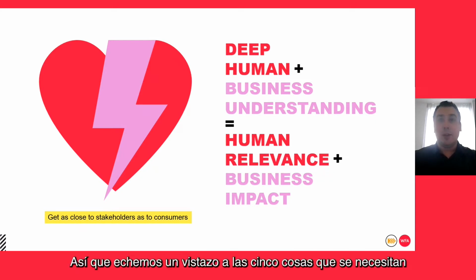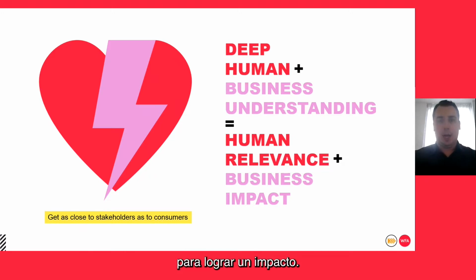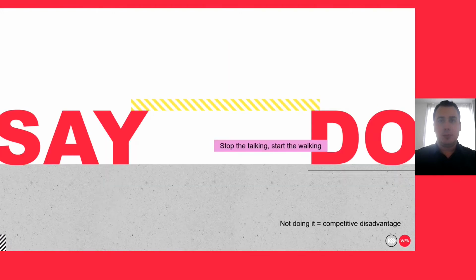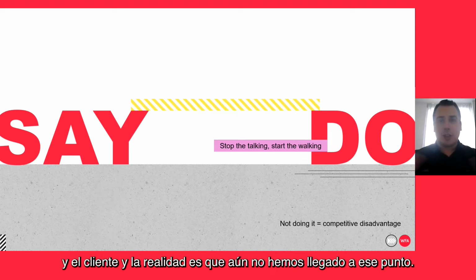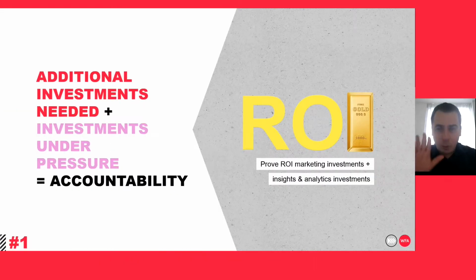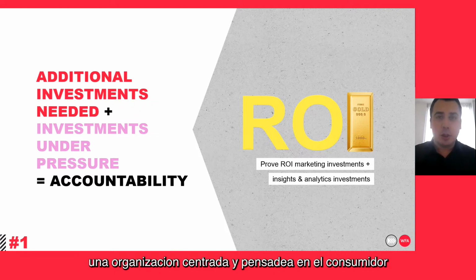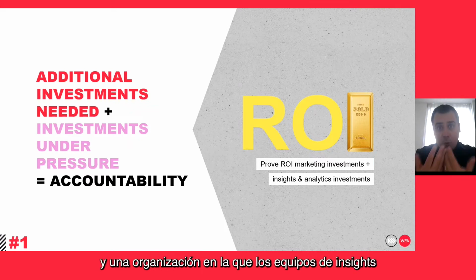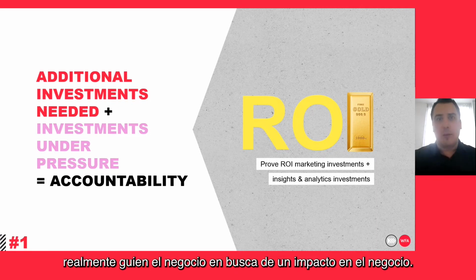So let's take a look at the 5 things that are needed to realize impact. What did those global leaders say about that? Because there is a gap. There is a gap between this dream of impact, this dream of creating consumer-centric, customer-centric organizations, and the reality. We are not there yet. We need to talk less and do more to realize it. So 5 actions that we have to take, 5 things that we have to take into account if we want to create such a consumer-centric thinking and acting organization and business, and an organization where insights teams are really driving the business, are really going for business impact.